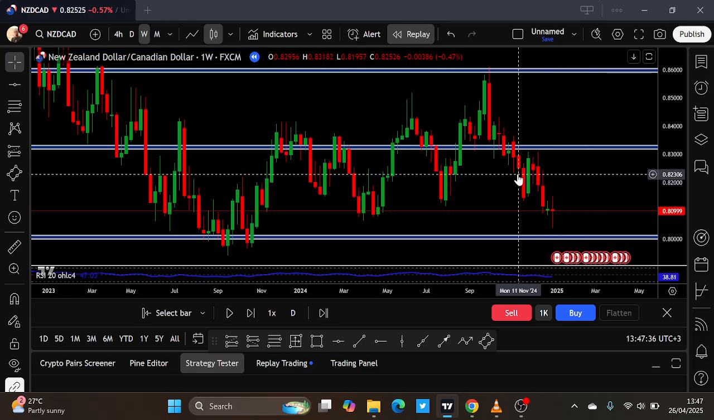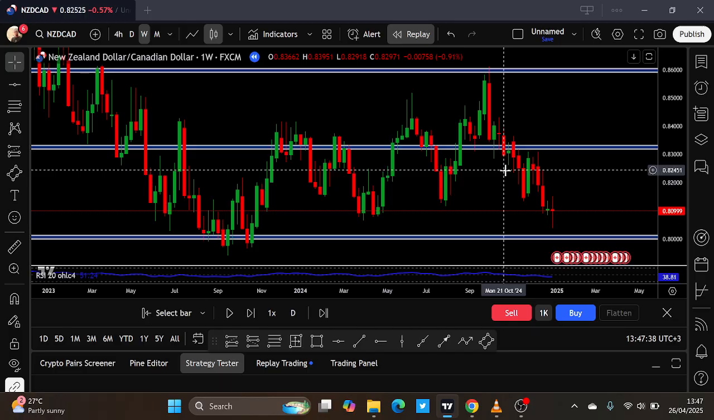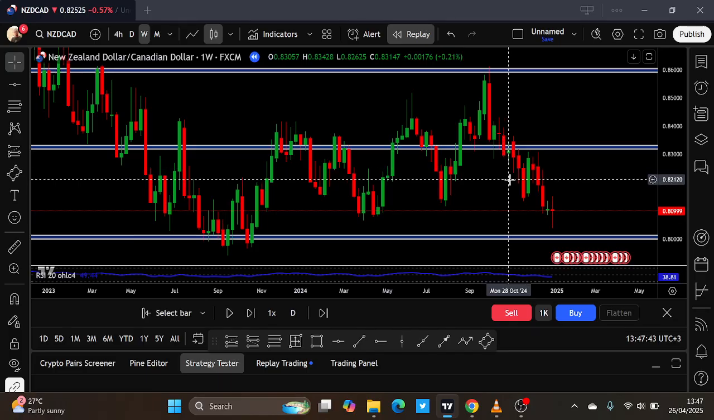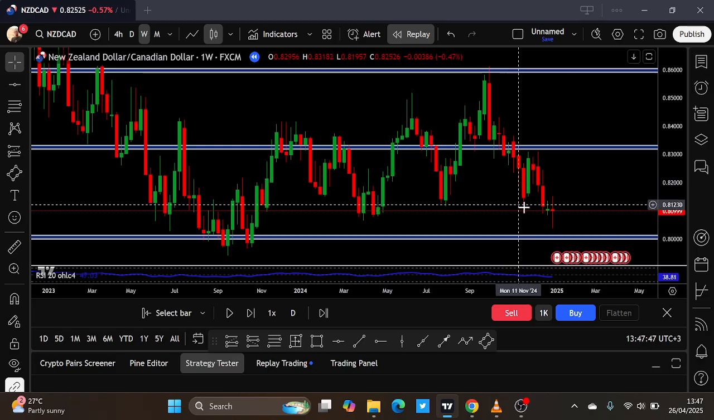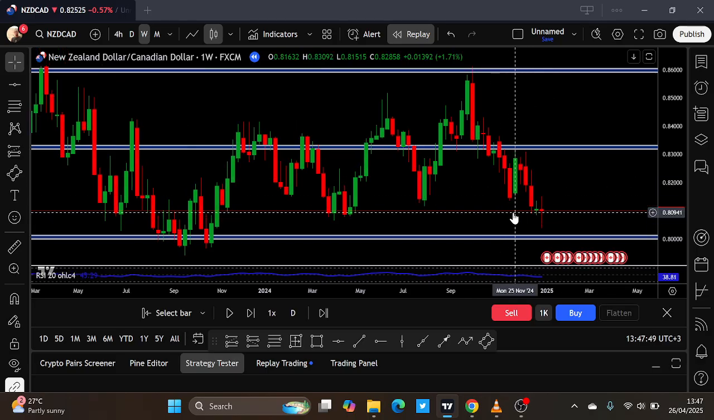So on the screen I have NZDCAD, and this is the weekly time frame. I told you it's top-down analysis. So with the weekly time frame, we are going to break it down and show you a buy that we took on NZDCAD that gave us almost 100-plus pips. So we are going to go straight into NZDCAD.